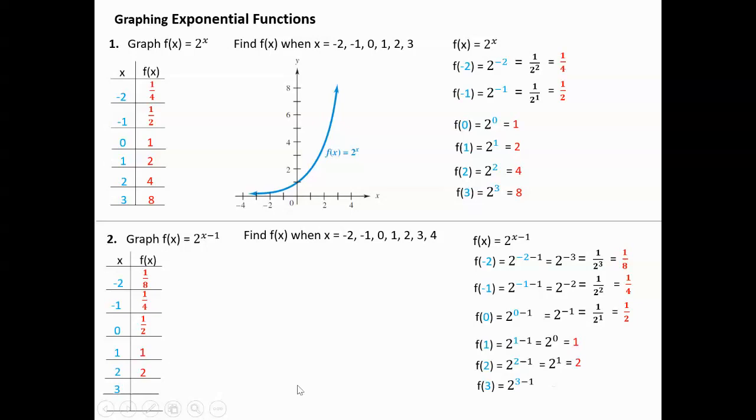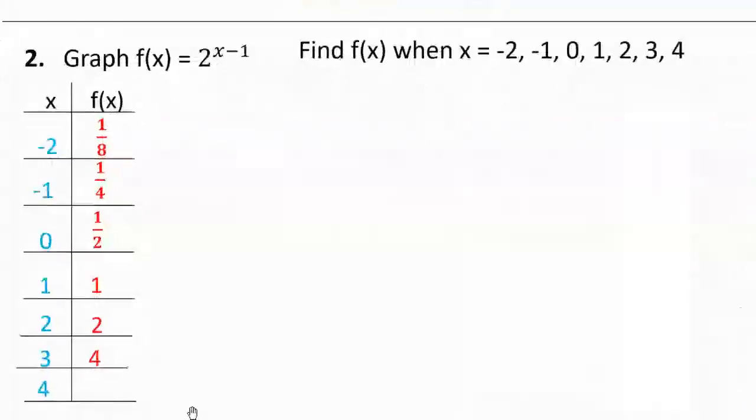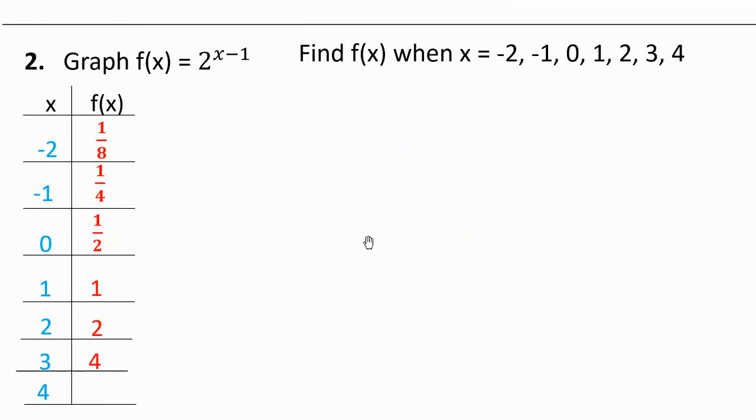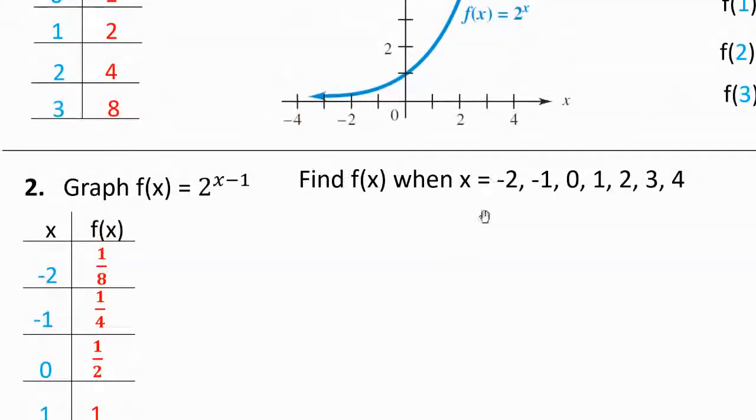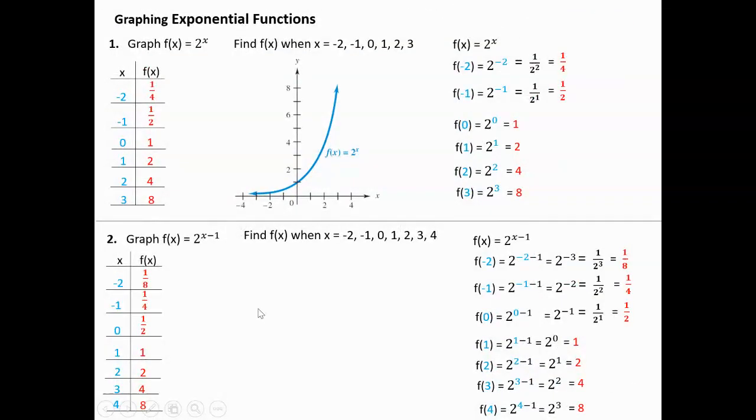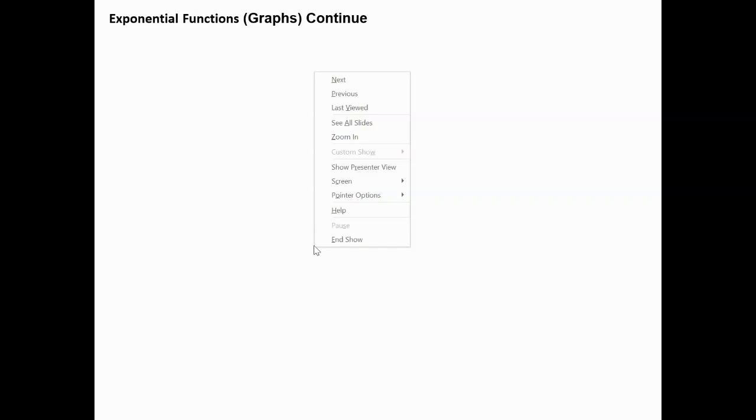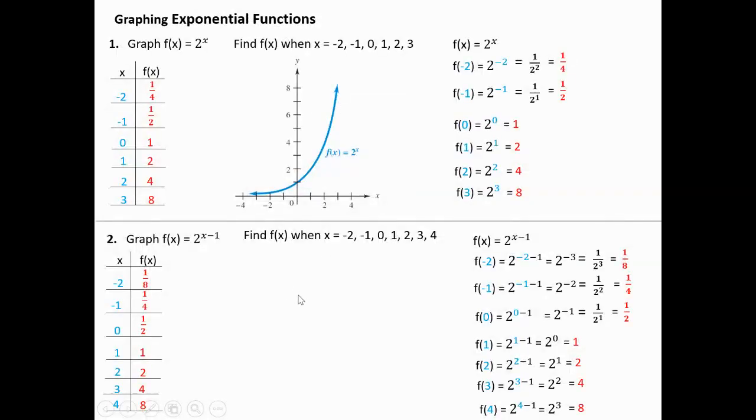When x is 3, y is going to give us 4. And when x is 4, y is going to give us 8, since 2 to the third power is 8. Let me see what I did here. Oh, here we go. So it's 8. Let me go previous. Now this graph, all these values, they're going to shift 1 unit to the right.